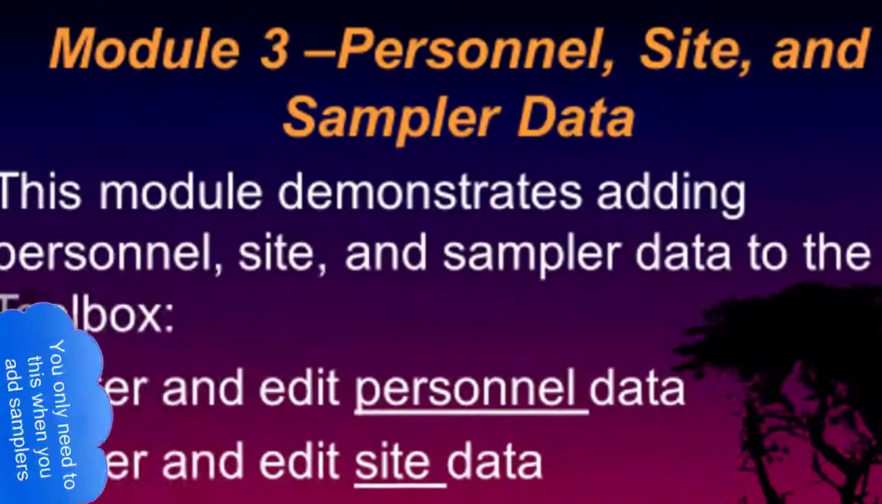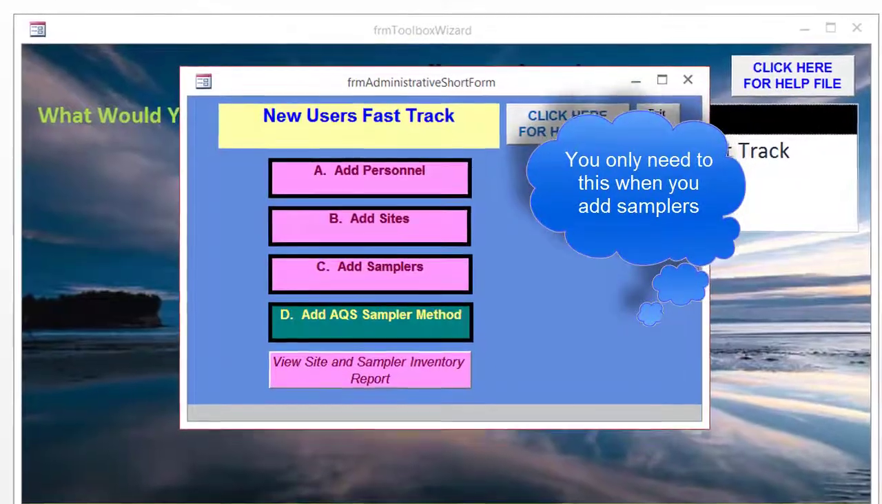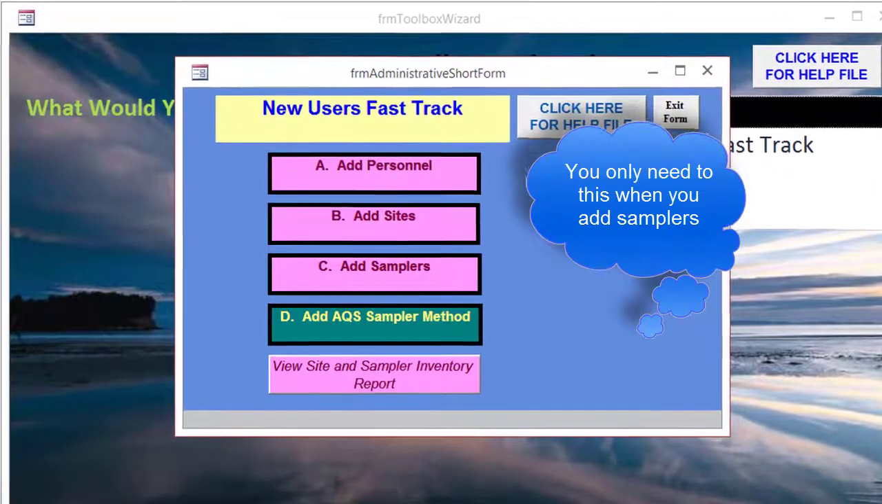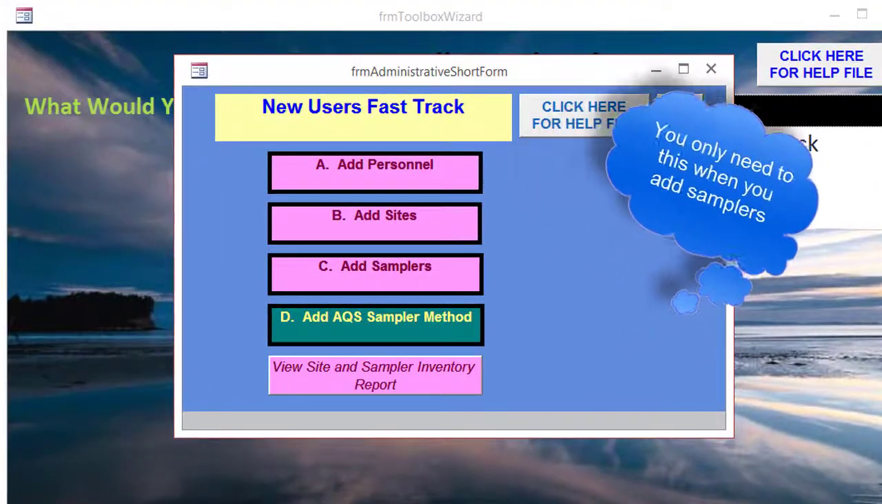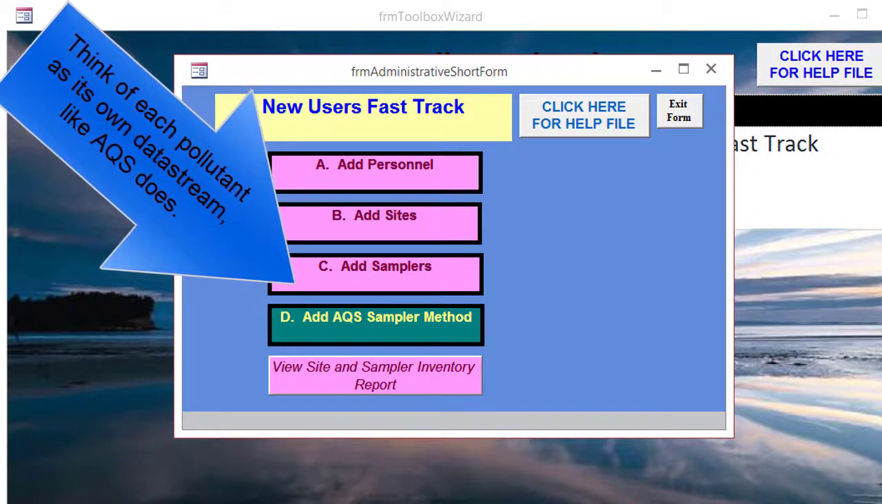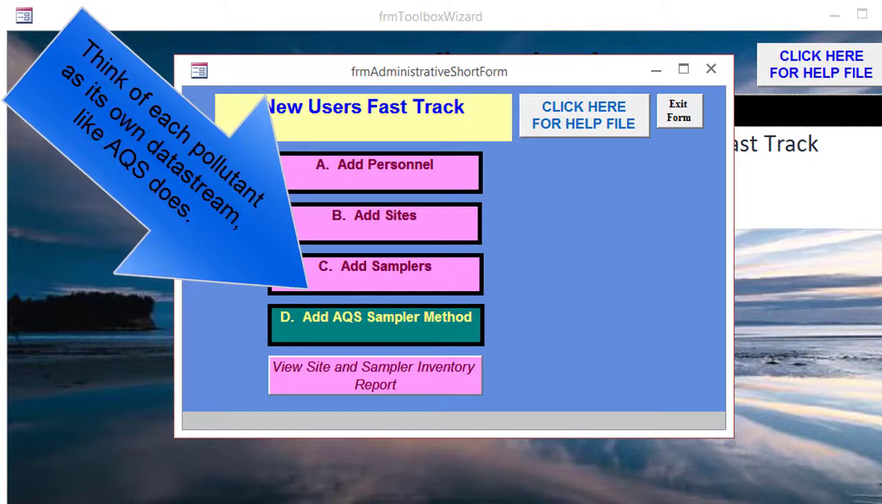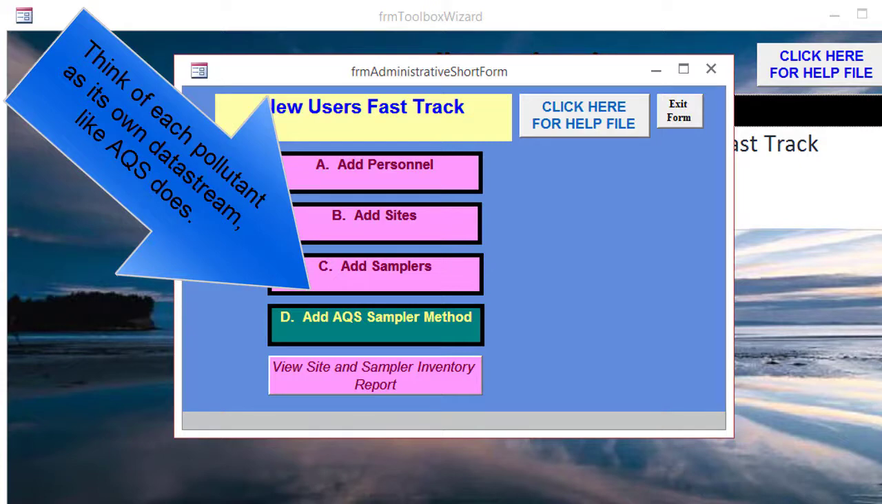Next, I'm going to demonstrate how to add samplers to the toolbox. So in the toolbox, every pollutant you monitor for is its own sampler. So if I have an ozone monitor at my site and a PM 2.5 monitor at my site, each one of those is a separate sampler. And that also goes for my meteorological data.